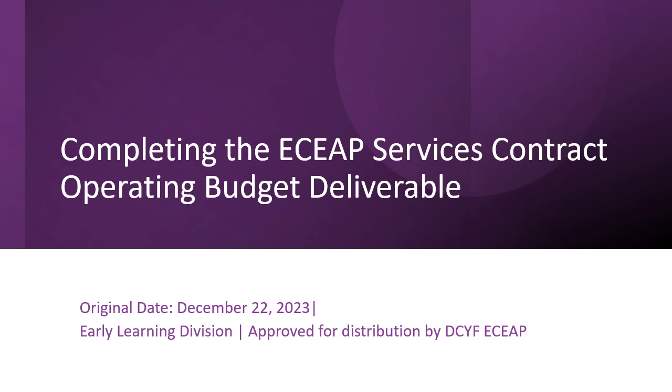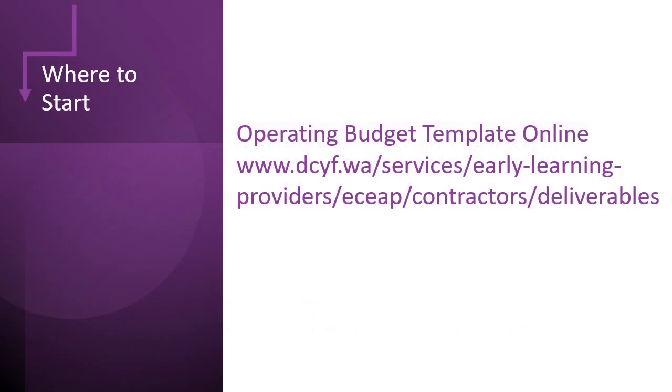It should help you understand and complete the ECEAP Services Contract Operating Budget Deliverable for your organization. So, first things first, you can find the operating budget template on the website at www.dcyf.wa/services/eCAP/contractors/deliverables.